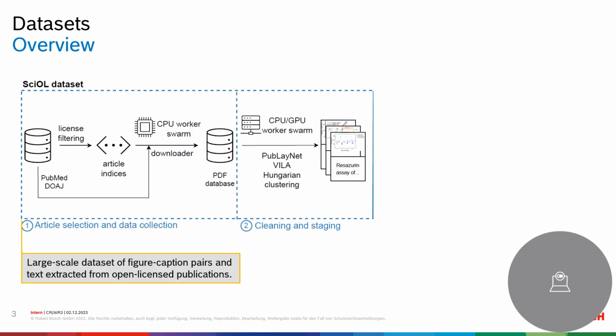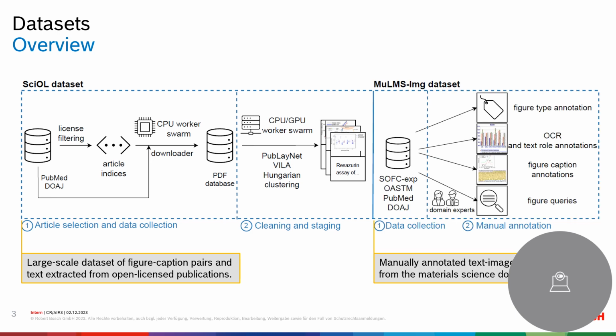To close this gap, we present and release two novel datasets in this work. We first present openly licensed scientific publications, or in short, SciOL. This is a large-scale, automatically derived dataset consisting of permissively licensed English scientific publications from a diverse range of scientific domains and converted into semi-structured data. Second, we present MuLMS-Img, short for the Multilayer Material Science Image Corpus. It consists of figures extracted from material science publications with high-quality manual annotations for various image text tasks.